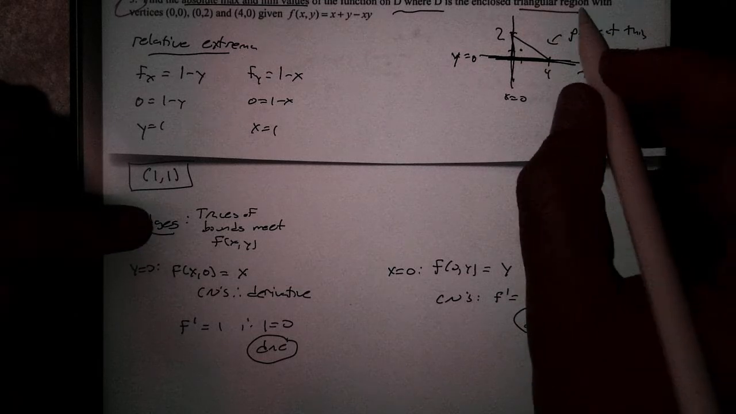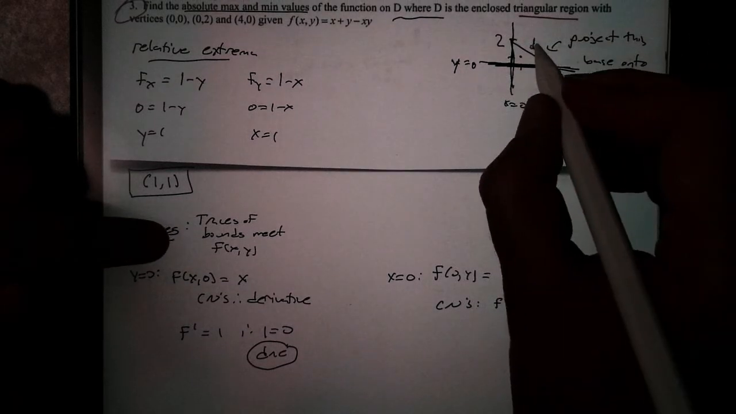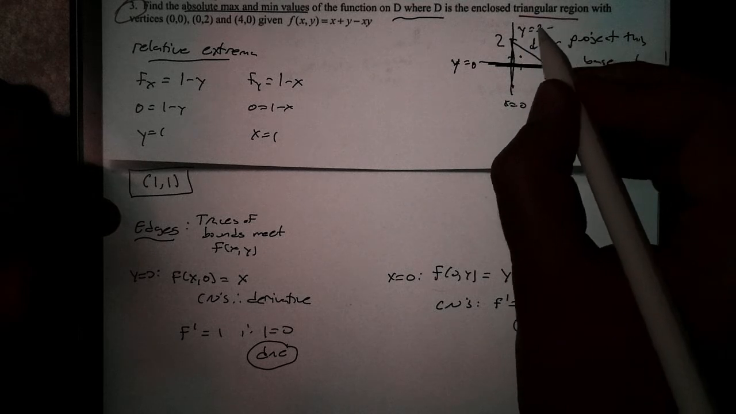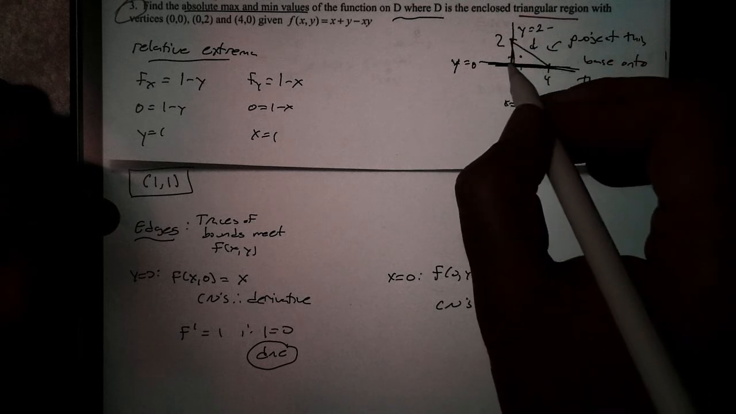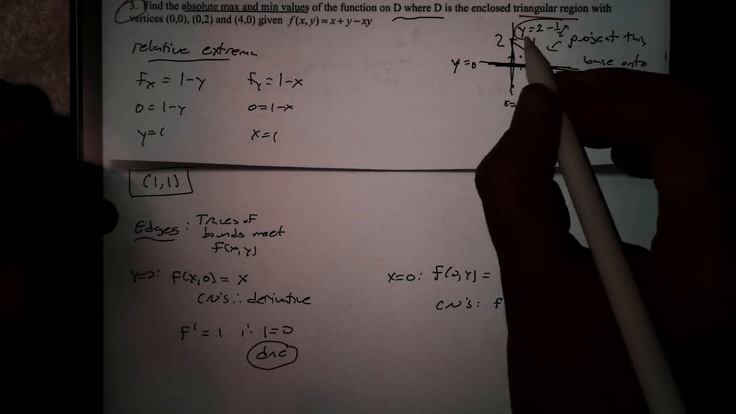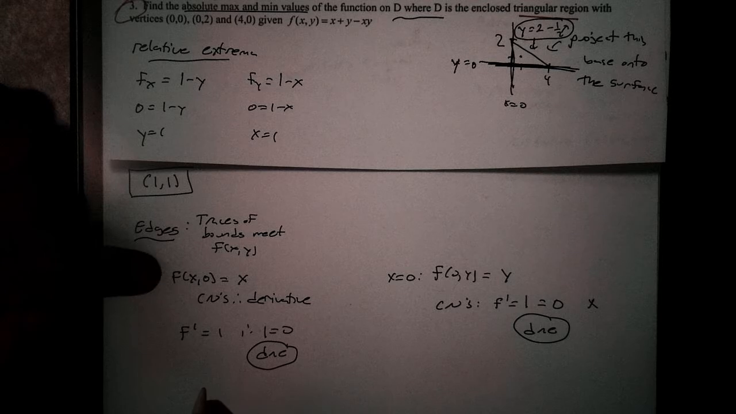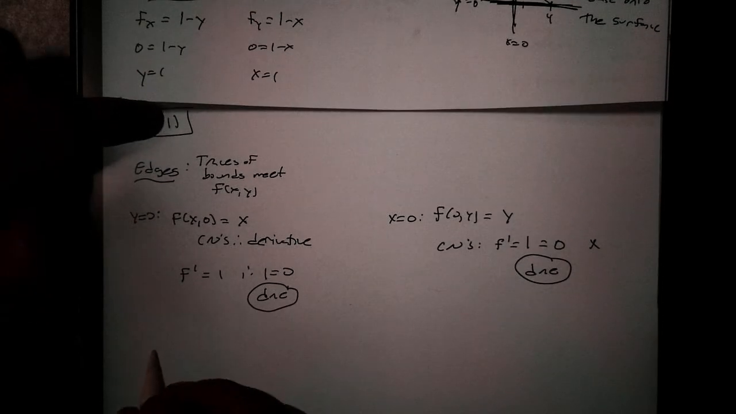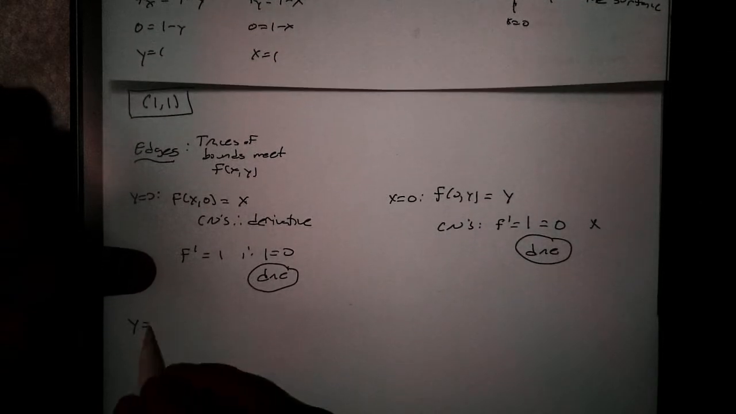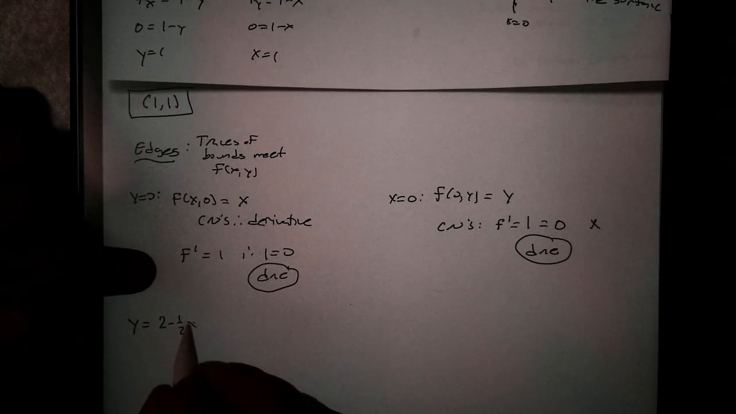Now we do have one more edge, and that's right up here. That's this line right here. So I'm going to write the equation of that line, and that's just y equals 2 minus, and it looks like down 2 over 4, so 1/2 x. And there's my other edge. I'm going to plug that in for y. So my next one is if I let y equal, this is that line right there, 2 minus 1/2 x.